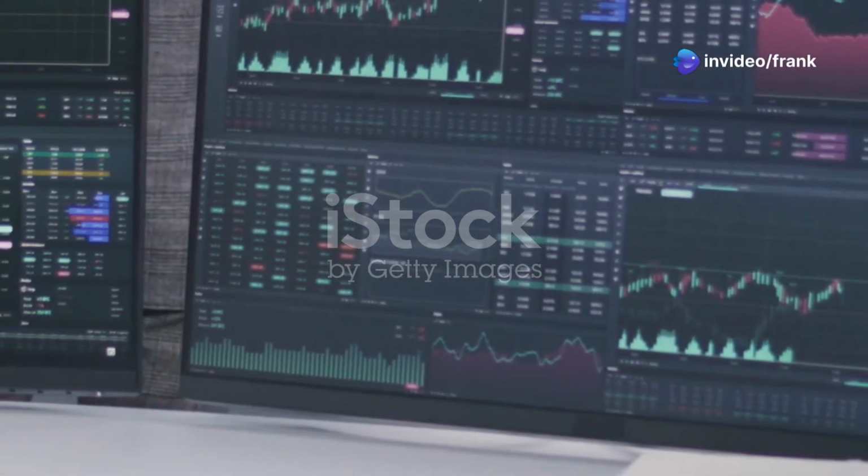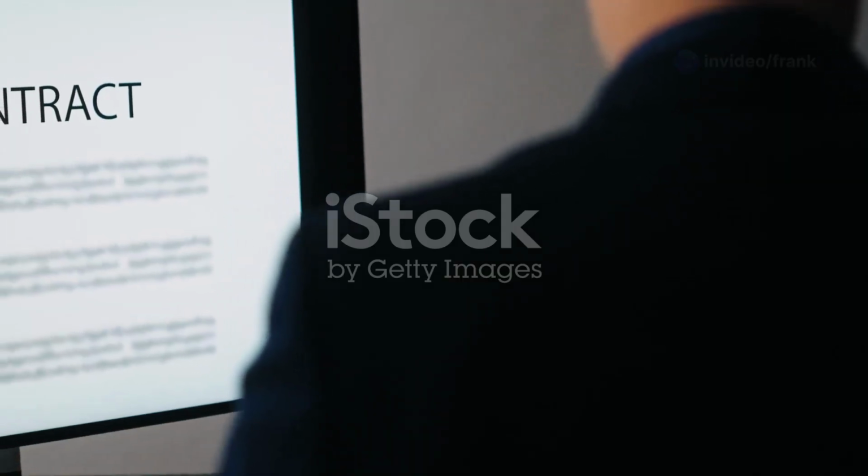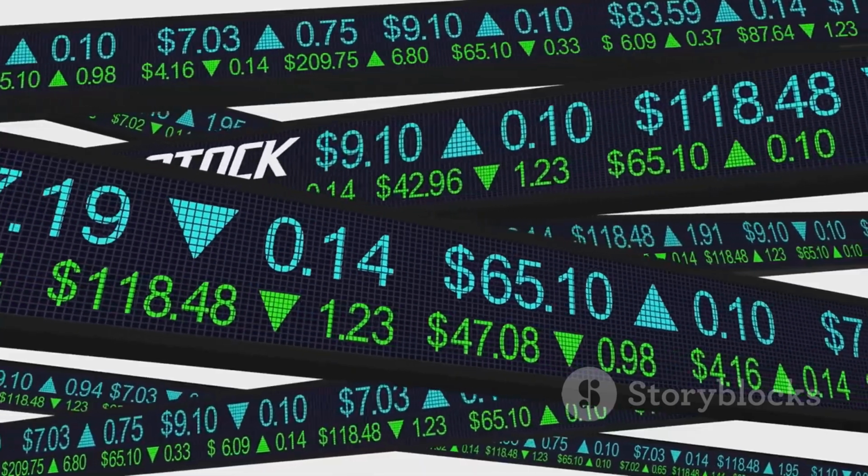Options trading can seem complicated, but don't worry, we're here to break it down. Think of options as contracts. These contracts give you the right to buy or sell something later. This something is typically a stock.